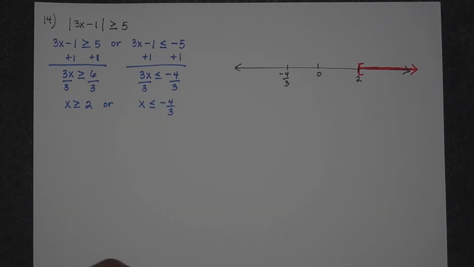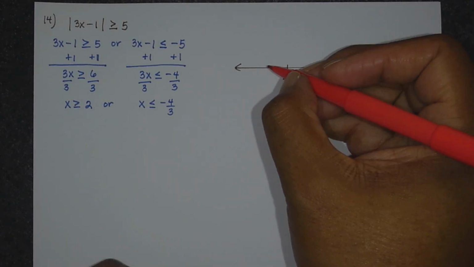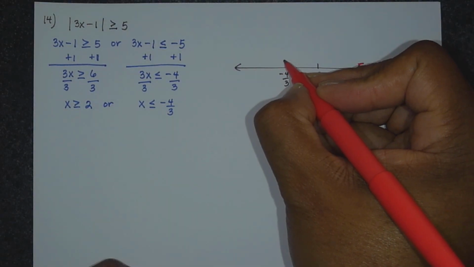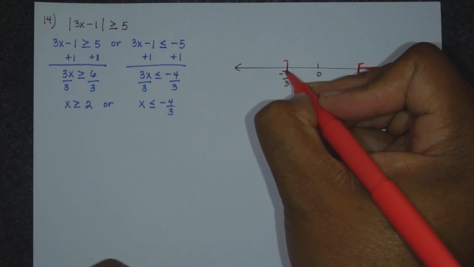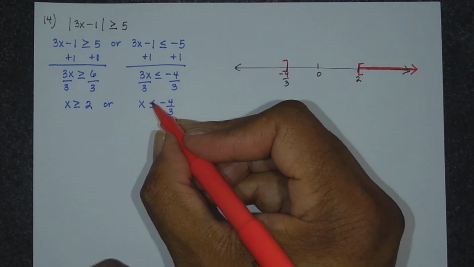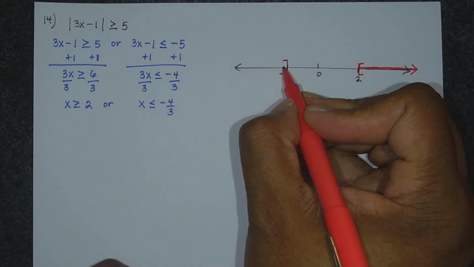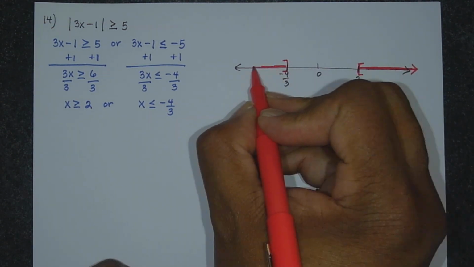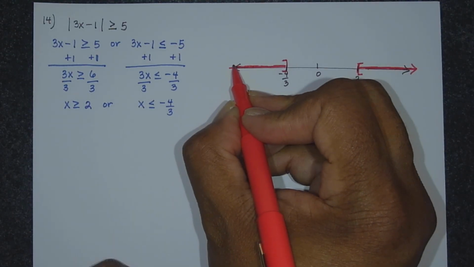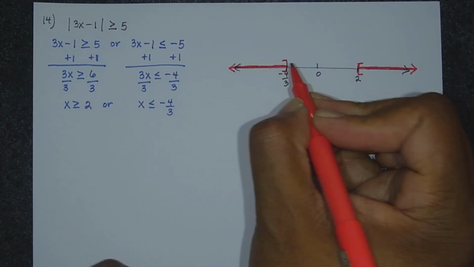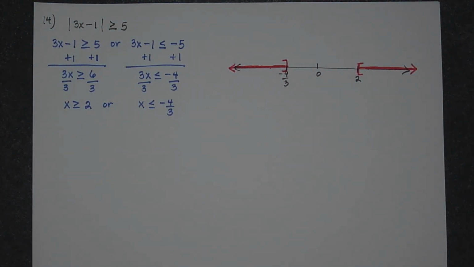Like this. And then for x is less than or equal to negative 4/3, at negative 4/3, do I need a bracket or parentheses? Again, a bracket. Less than, that symbol points to the left. We shade everything to the left of negative 4/3. So that's the graph of the solution set.